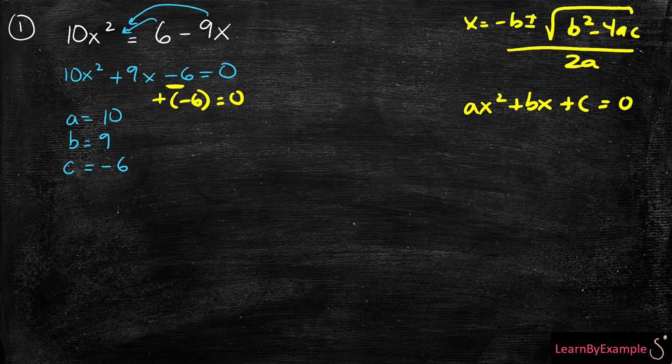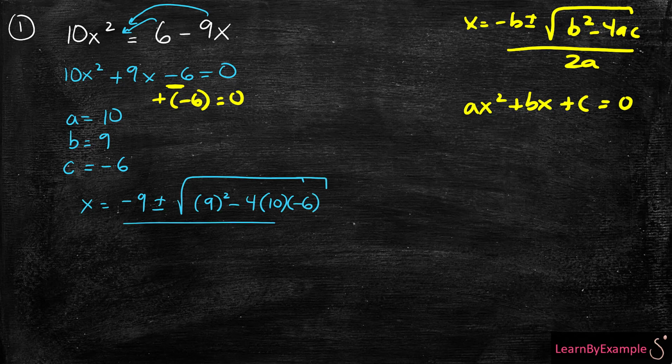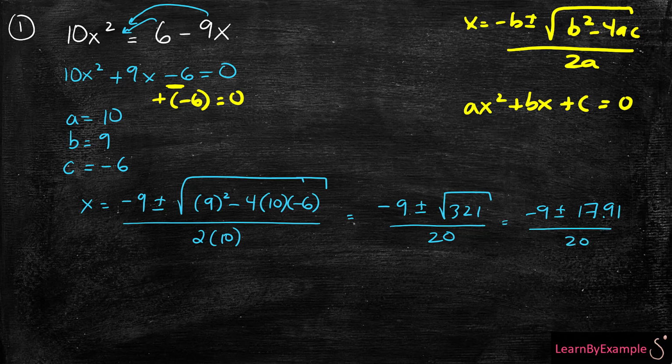Now we want to substitute everything in. Your x is equal to minus b, so minus 9, plus or minus the square root of b squared, so 9 squared, minus 4 times a, 10, times c, minus 6, over 2a. Let's break that down. That's going to be equal to minus 9 plus or minus the square root of 321, over 20, which is equal to minus 9 plus or minus 17.91 over 20. That's as far as we can go here.